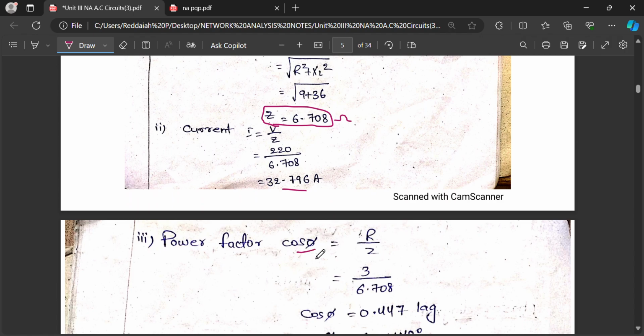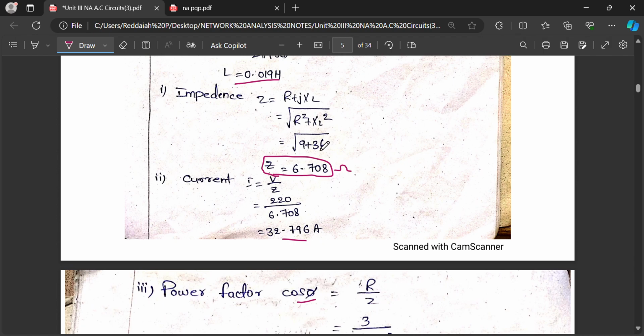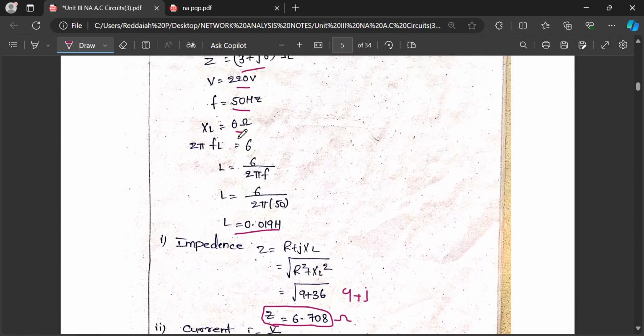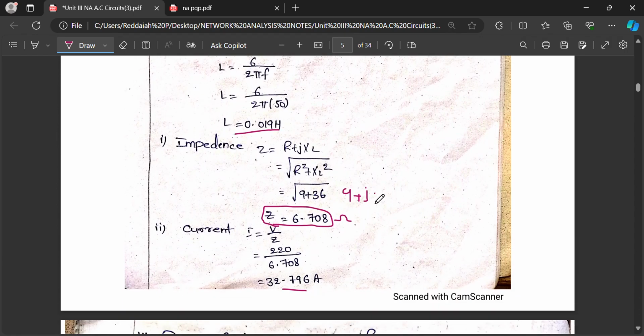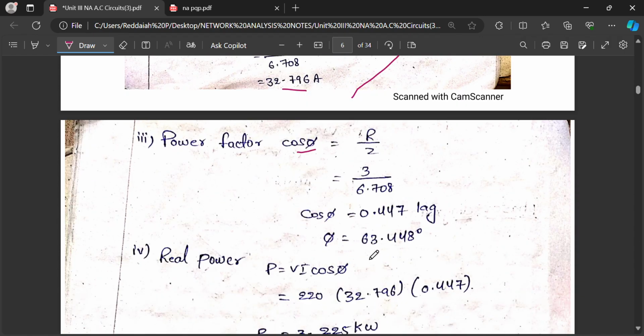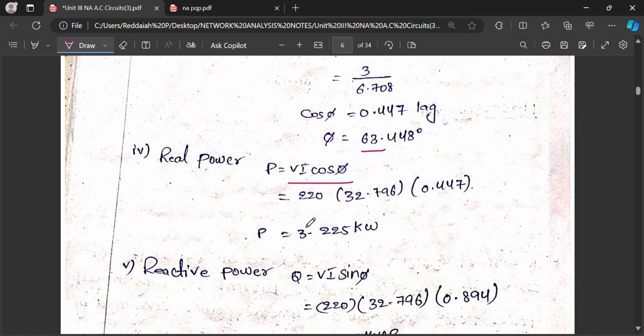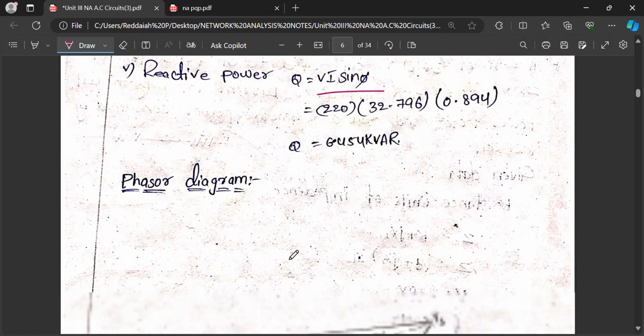Next, power factor cos phi is R by Z. Or directly, if you convert 3 plus jXL, what is XL? XL we calculated as 6 ohm. If you convert 3 plus j6 into polar form, you get Z at an angle of theta. This angle should equal the power factor angle, 63 degrees. Real power is VI cos phi, substituting the same formula, and reactive power is VI sin phi.